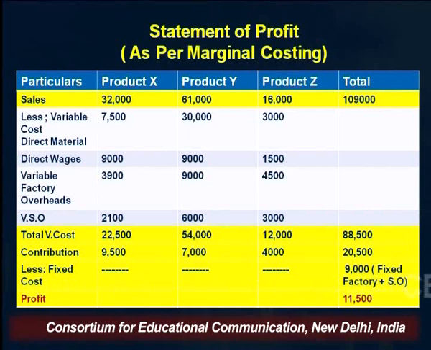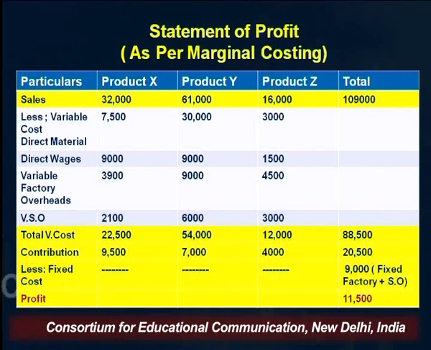So for product X, 32,000 is sales. We'll subtract variable cost out of it, and it comprises of direct material, which is 7,500, direct wages 9,000, and variable factory overheads, which is reported 3,900. Along with that, we have variable selling overheads also, which is 2,100. So if I aggregate the total variable cost for product X, it comes to be 22,500, right? So total sales is 32,000 for X, and total variable cost, which comprises of material, wages, variable factory overheads and variable selling overheads, becomes 22,500. And contribution, sales minus variable cost, will be your contribution. Contribution of product X comes to be 9,500, right?